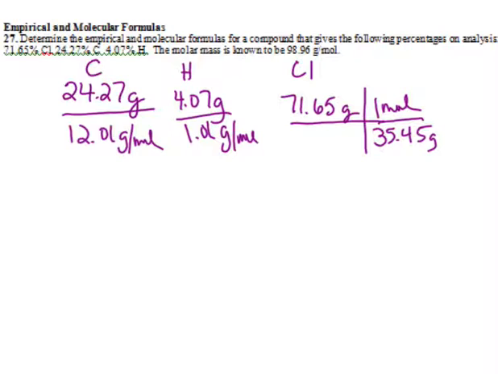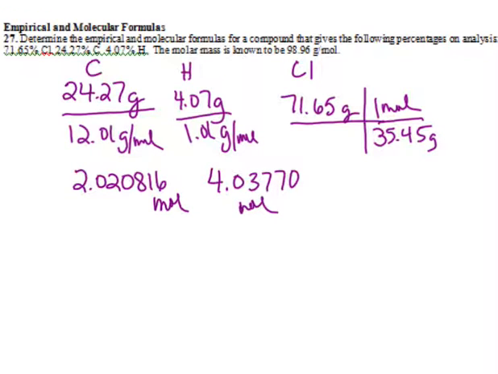So carbon. Now, to make these numbers work, we want quite a few decimal places, at least four or five. Don't sit there and round this to one decimal place, then your numbers are going to be all weird. So what is our number of moles here? 2.02. Okay, that's moles. All right, how many moles of hydrogen? Okay. And then how many moles of chlorine?